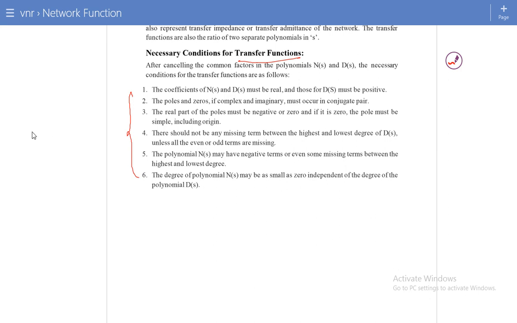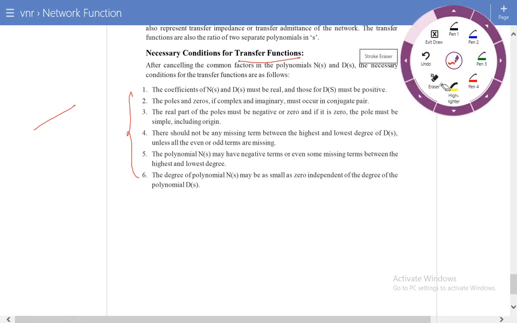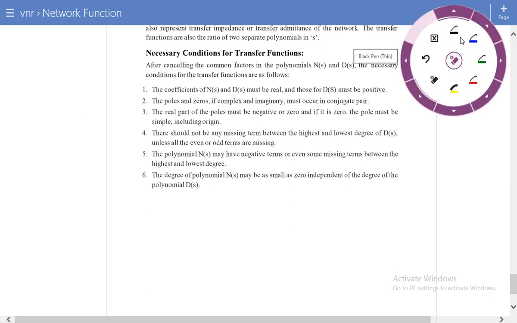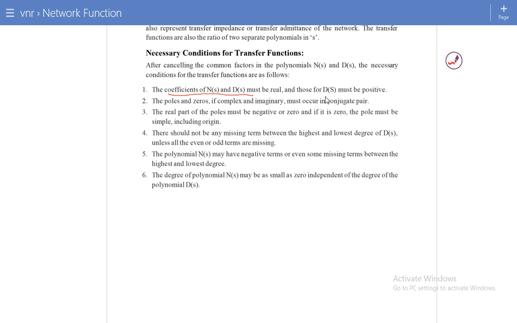What we know, the poles should be on the left half of the s plane. There should be no repeated poles on the jω axis. There should not be any poles in the right half of the s plane. Okay, all these conditions, again we are considering the same thing. See here, these conditions have to be satisfied by the proper transfer function. The first one: the coefficients of n of s and d of s should be positive, right? The same condition as for a driving point function.